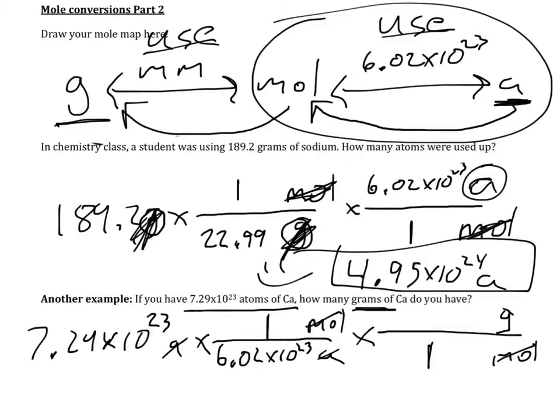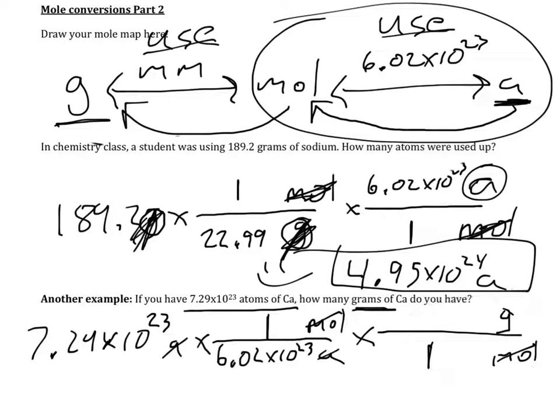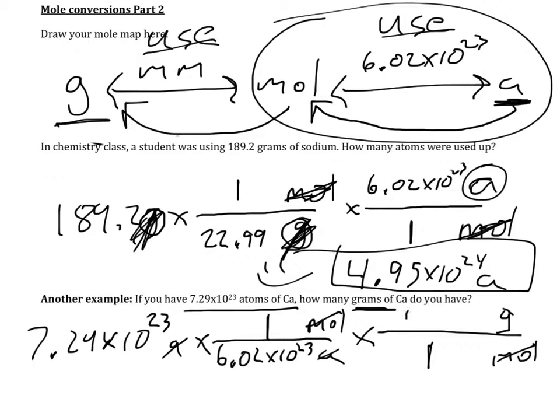All right, well now we're going between grams and moles here. When we go between grams and moles, we use the molar mass on the periodic table. So let's take a look at the periodic table. Here we go, calcium right there. It's 40.078. I think yours says 40.08. So we're going to put 40.08.